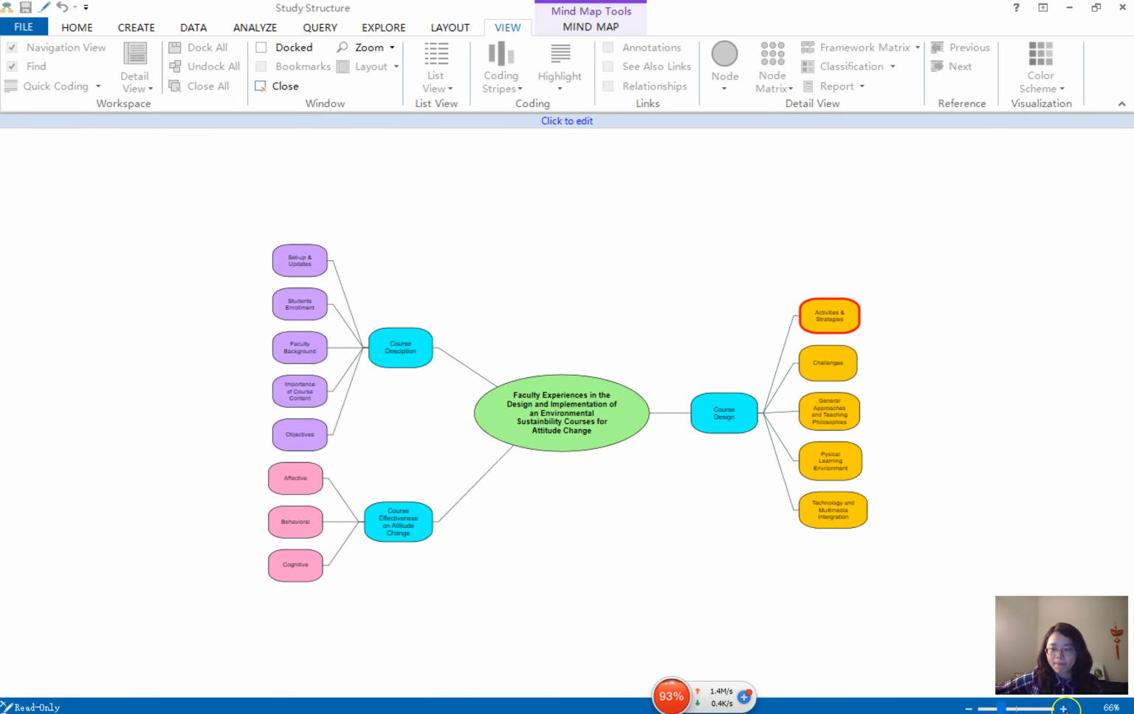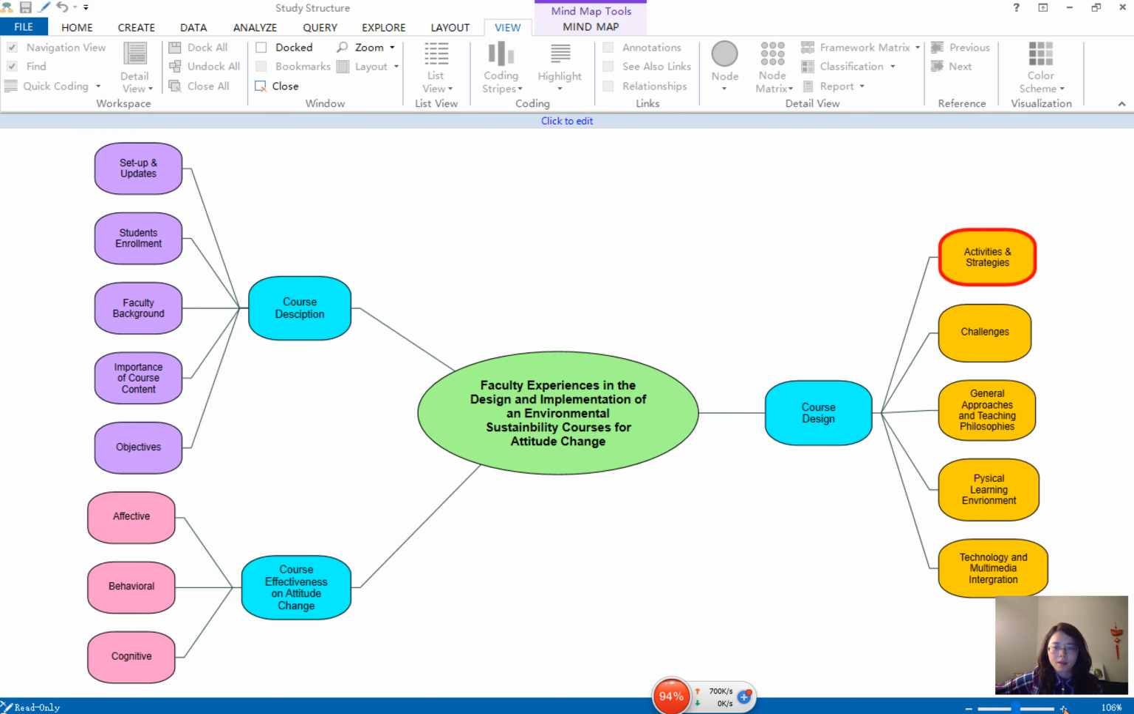So you can see this is the main topic, and there are three main subpoints. First is course description, course design, and course effectiveness on attitude change. This structure was derived from the review of one faculty interview and 10 student interview responses. So it is just a tentative structure.